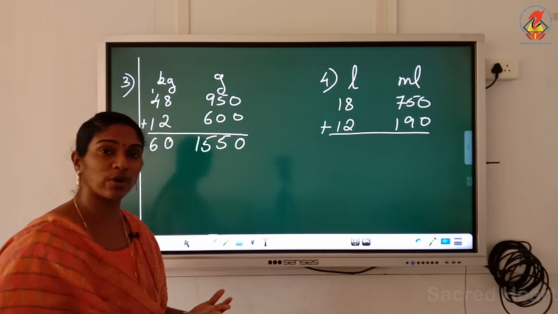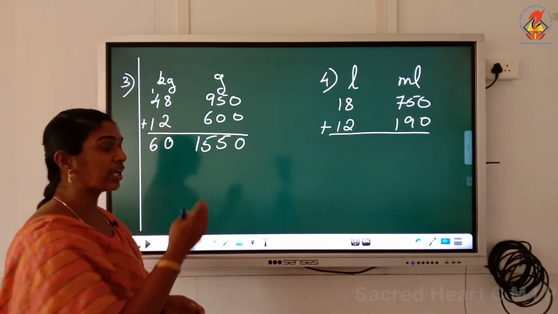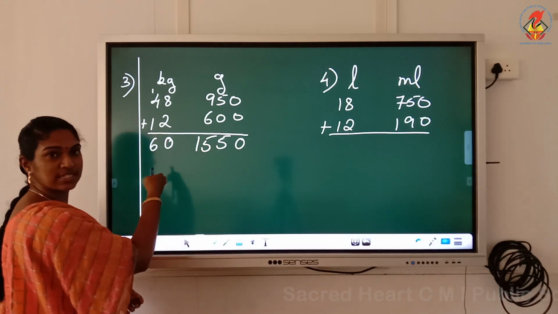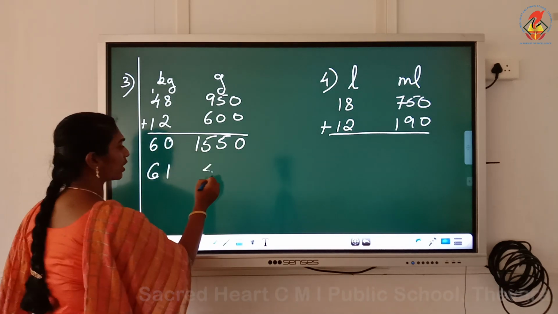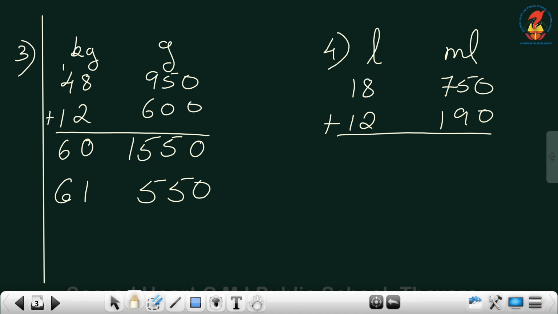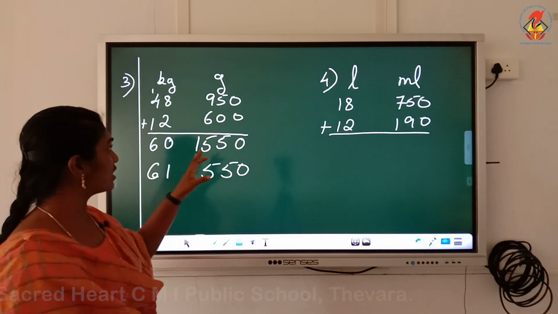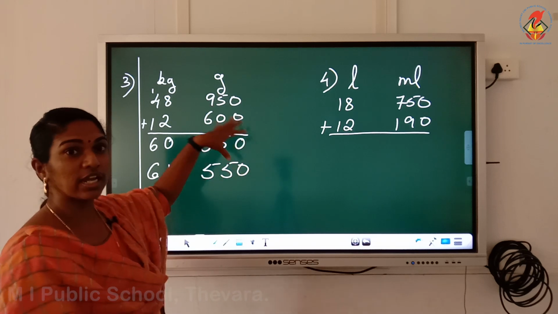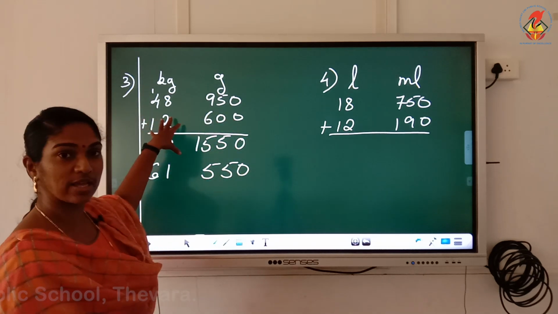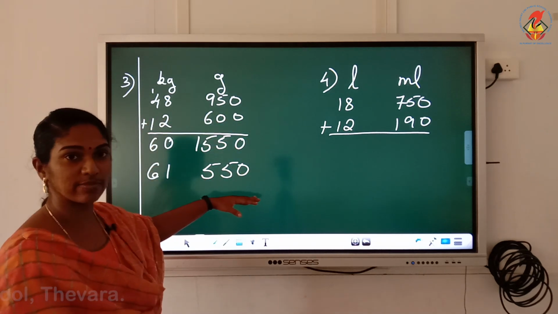So I will take out 1000 grams. 1000 grams means what? It is 1 kilogram. That 1 kilogram I will give it to 60. So what will I get? I will get the final answer as 61 kilogram and 550 grams. So in these type of questions, if you are getting more than 1000, take the 1000 and give it to kilograms and the balance you write it with the grams.